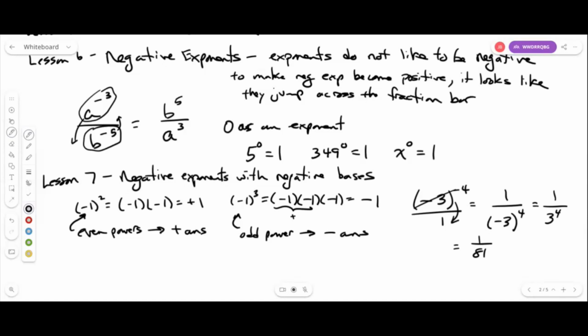Okay. If I had negative 2 to the 3rd power, a negative number raised to an odd power gives us a negative answer. Negative 2 to the 3rd is negative 8.